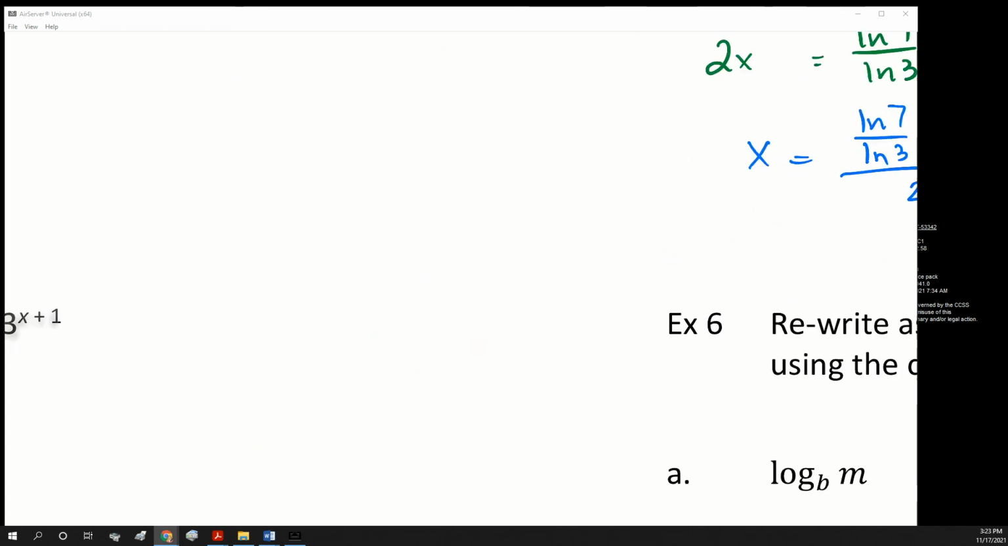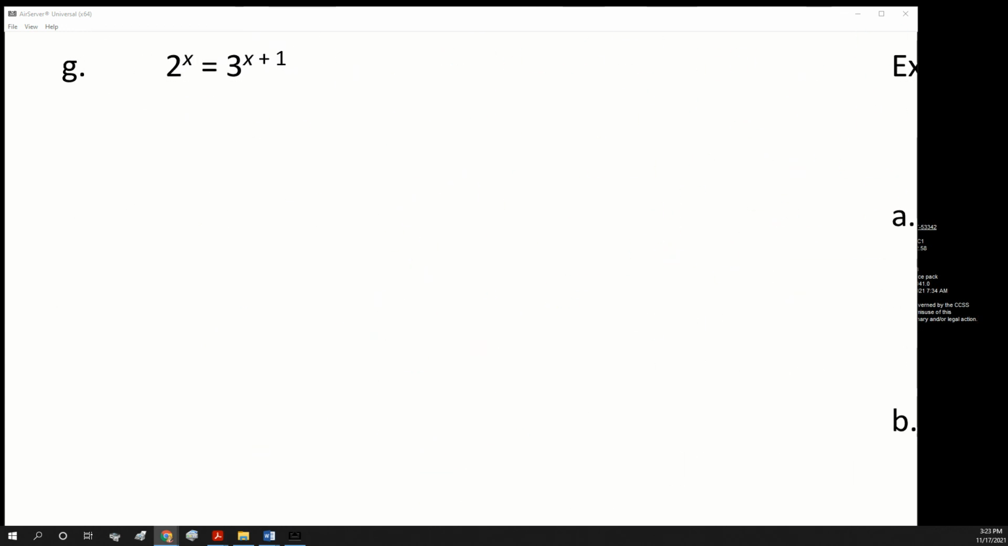Okay, now G is one of the more difficult ones because there are exponents and variables on both sides. We can't write these with the same base. So we would go ahead and take the natural log of each side and bring our exponents down in the front.